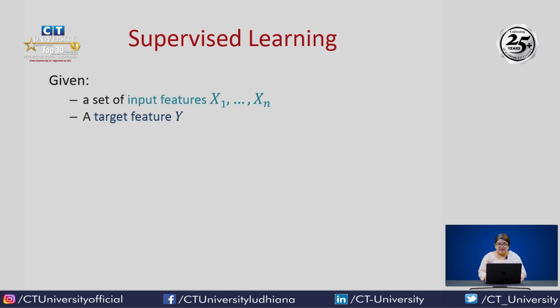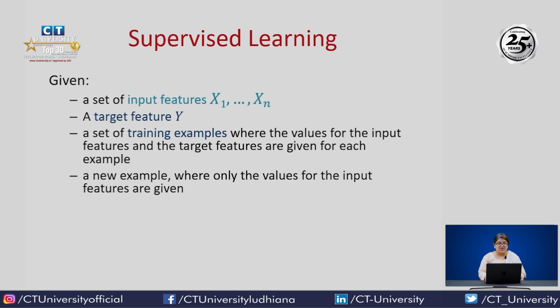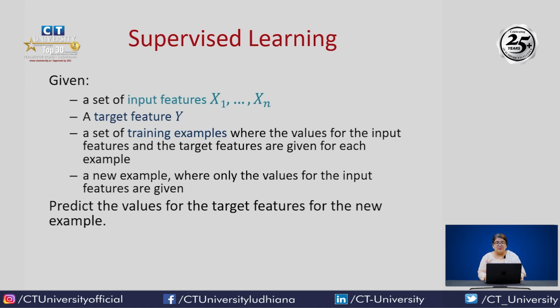Now in supervised learning, mathematically, I am giving you a set of input features, say x1 to xn, and then we have the target feature y. A set of training examples is given, where the values for each input feature and the target feature are given for each example. For a new example where only the values for the input features are given, we need to predict the value of the target feature.